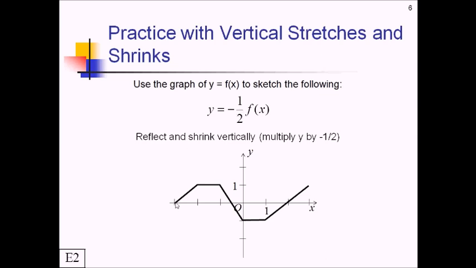So this y value stays where it is. Positive 1 now becomes negative 1/2. That's 1 times negative 1/2. Negative 1 is now going to become positive 1/2. Same thing to this point here. And this positive 1 is going to become negative 1/2. So we did two things on this. We flipped it, and we also shrunk it vertically.